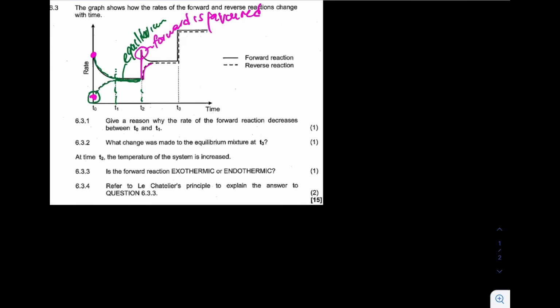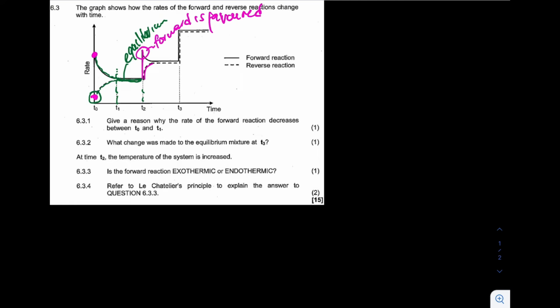Now, interpreting what that disturbance is. At T2, there's a disturbance in one of the factors. So that disturbance is a what? It's a temperature. How do we see it's a temperature? We see it's a temperature because one increases more than the other. If you look there, the forward increases more and the reverse increases slightly. It's an increase in temperature. And then the system reinstates the new equilibrium again.